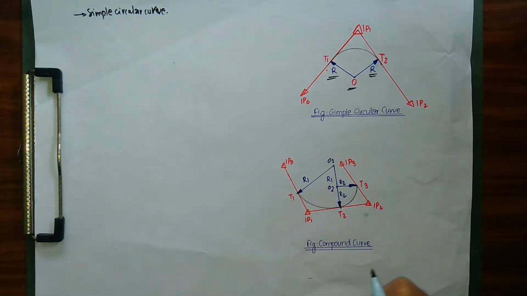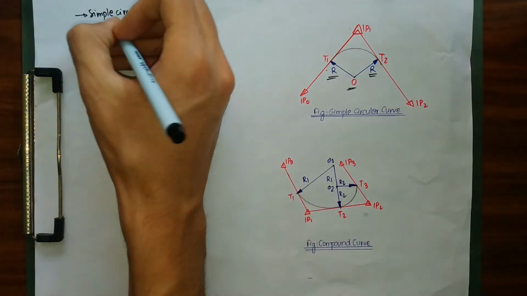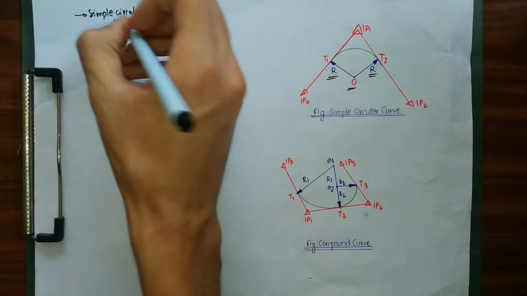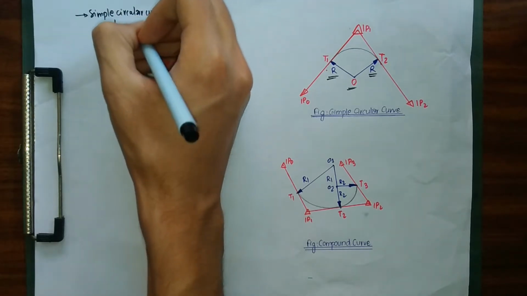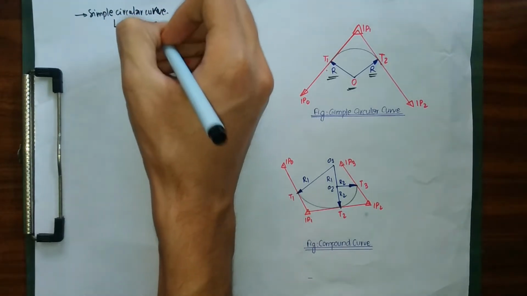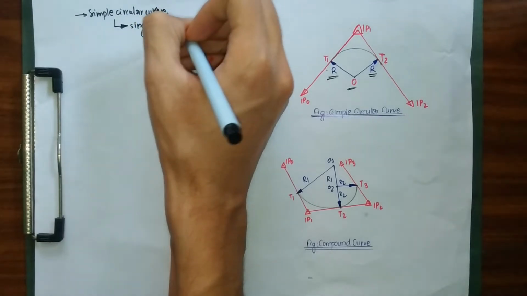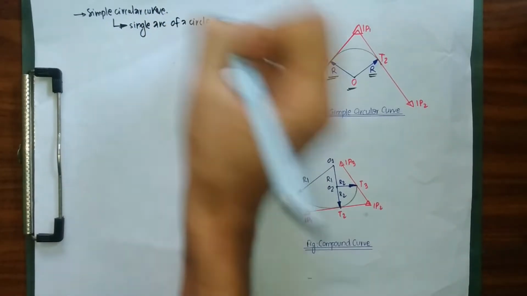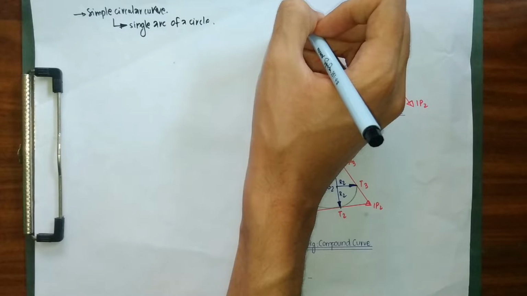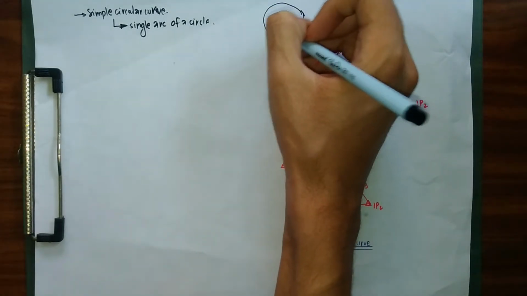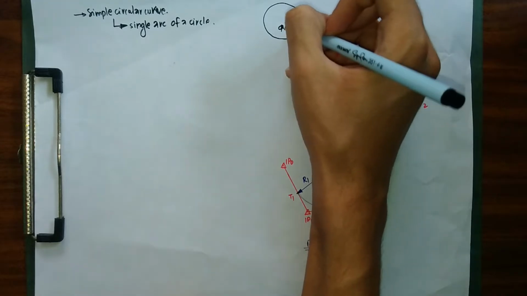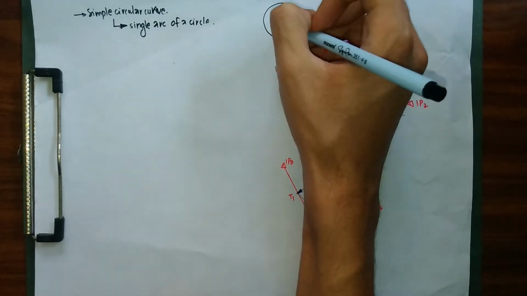So how is our simple circular curve different from other types of curve? Basically, our simple circular curve is a single arc of a circle. So if I had to draw, let me just draw a circle of radius R. Right now, for example, we have this center, and this is our radius R.